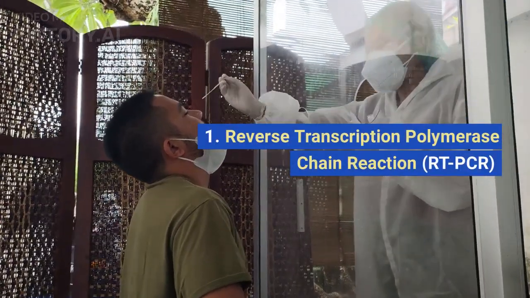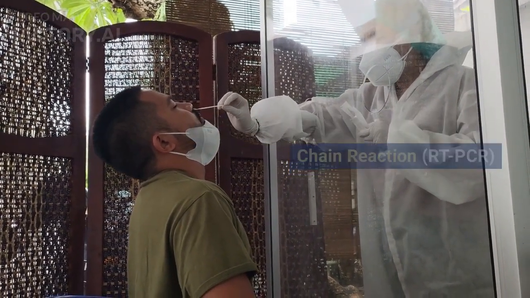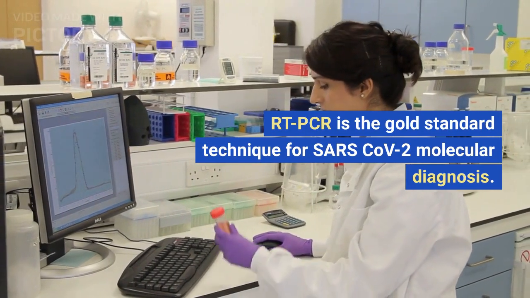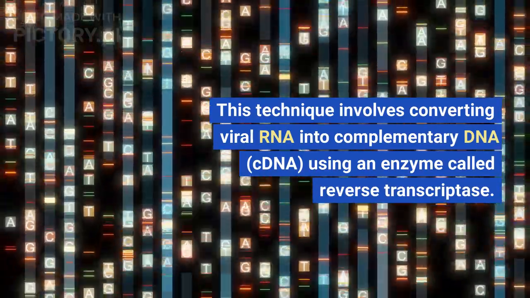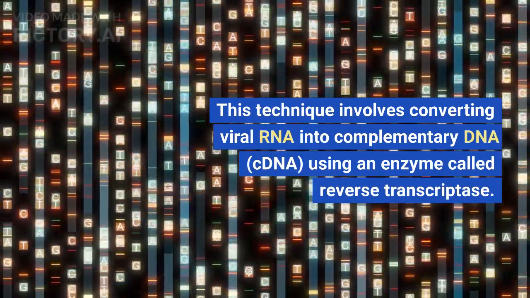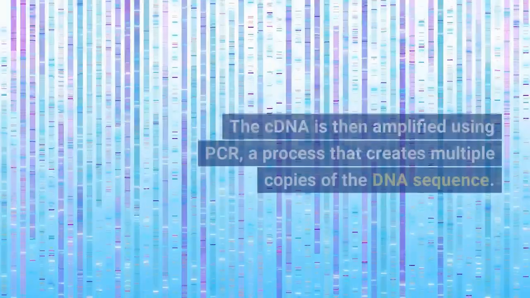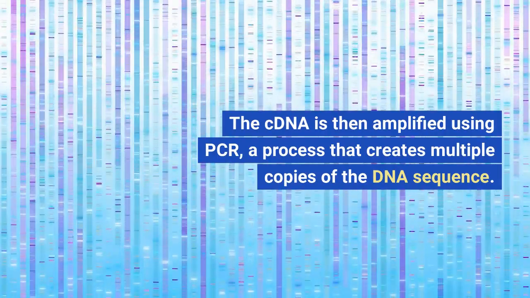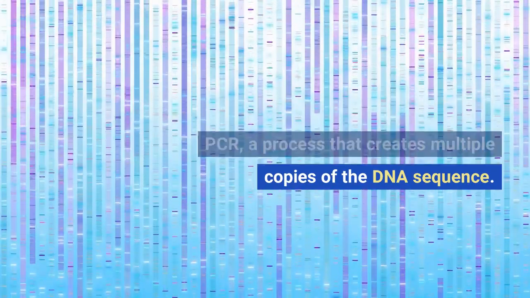Number 1. Reverse transcription polymerase chain reaction, RT-PCR. RT-PCR is the gold standard technique for SARS-CoV-2 molecular diagnosis. This technique involves converting viral RNA into complementary DNA, cDNA, using an enzyme called reverse transcriptase. The cDNA is then amplified using PCR, a process that creates multiple copies of the DNA sequence.